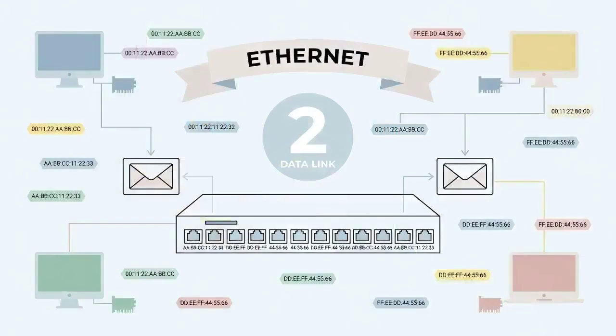Layer 2 is the data link layer. It groups those raw bits into structured frames, stamps each one with a MAC address, and hands them to the right device on your local network, the job of Ethernet switches.